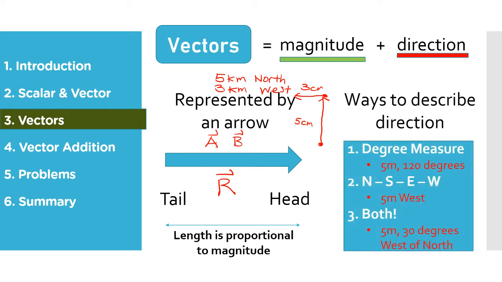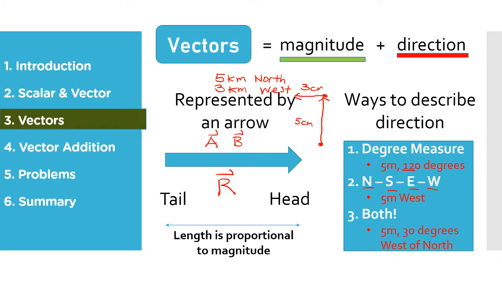And there are three ways to describe direction. One is by degree measure, 120 degrees, that's just the angle. Two is by directional cues, so north, south, east, and west. And there is another way to do it, and that is to use both. So for example, 30 degrees west of north.